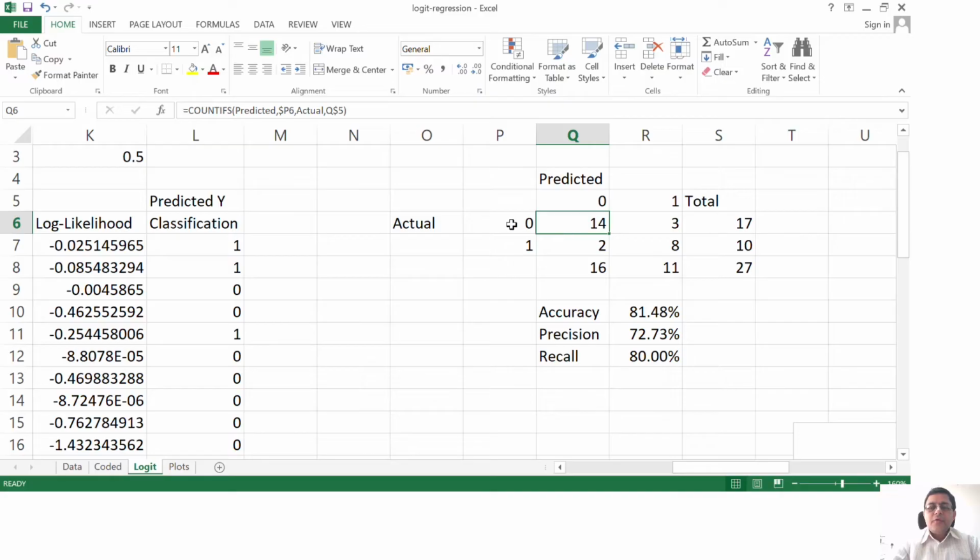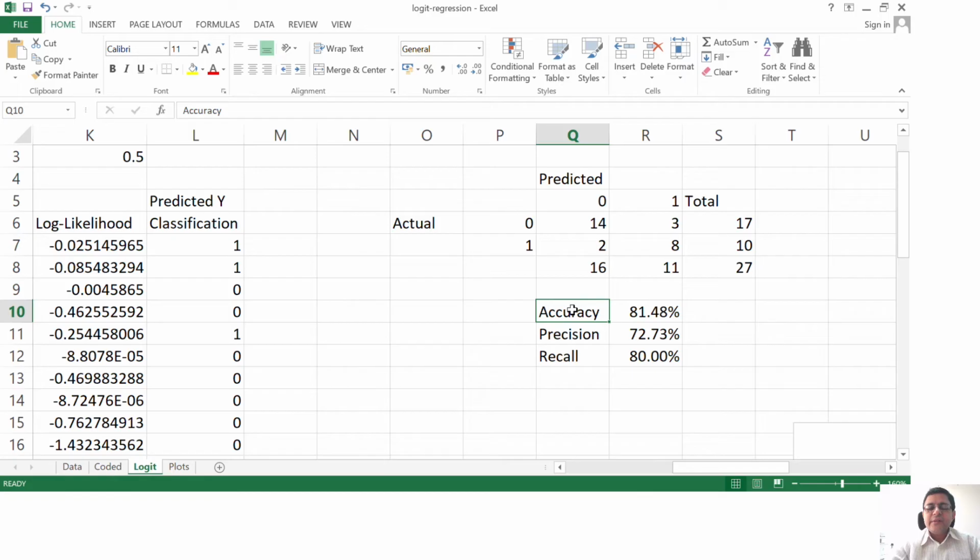Okay, when y was actually 0, 3 times we ended up predicting that y will be equal to 1. So this prediction was wrong. Similarly, the actual value of y was 1 and the predicted value of y was 0. We had 2 such instances. So this 3 and this 2 are incorrect predictions out of the 27 observations.